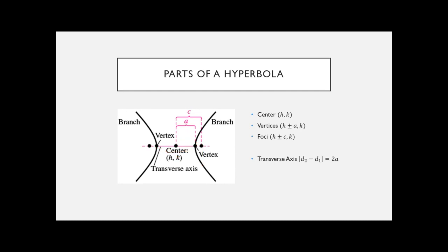When you have an ellipse, we call it the major axis because an ellipse has two axes. A hyperbola just has one axis, so it's called the transverse axis. But in both types of equations, we use 2a to basically reference that.